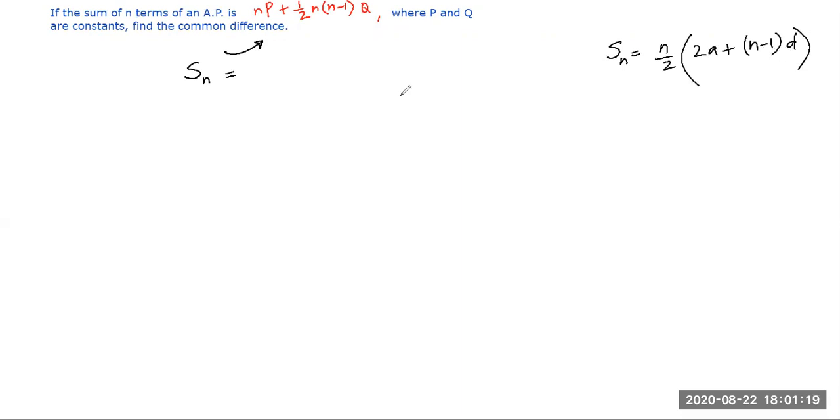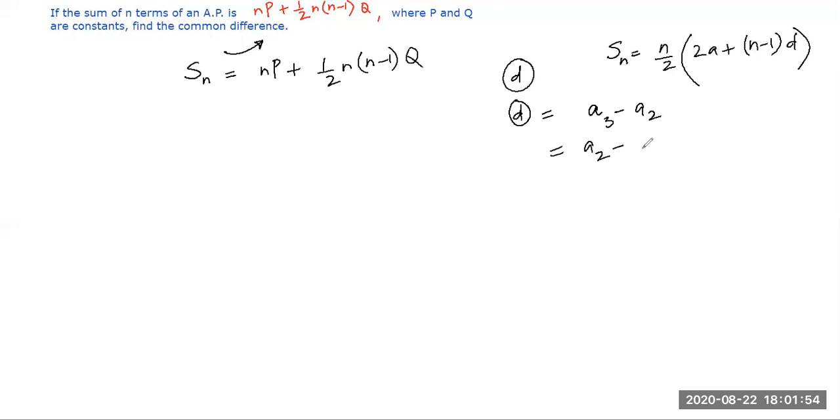But then he says my Sn is np plus 1 by 2 n into n minus 1 into q. Now p and q are constants, find the common difference. We want to find out d. So students, let's go back to basics. What was the common difference in an AP? You might take any term, not the first term. You might take the third term and subtract the second term from this, or just take the second term and subtract the first term from this.